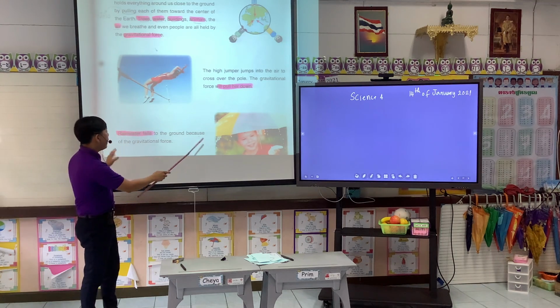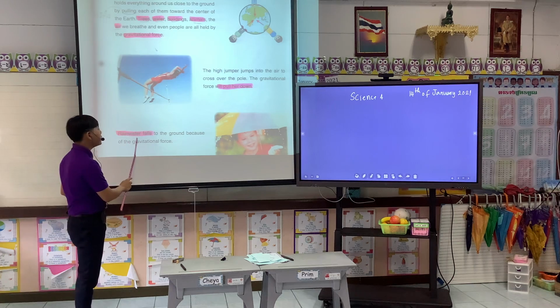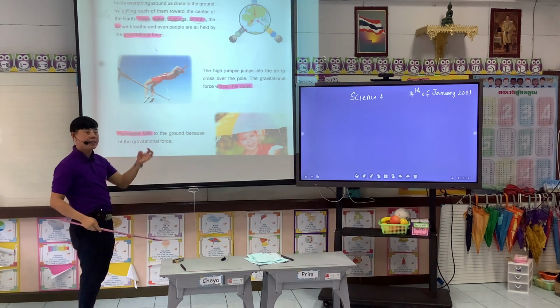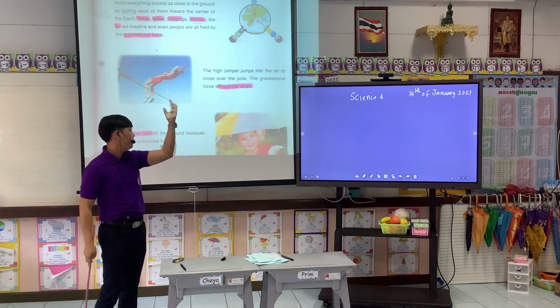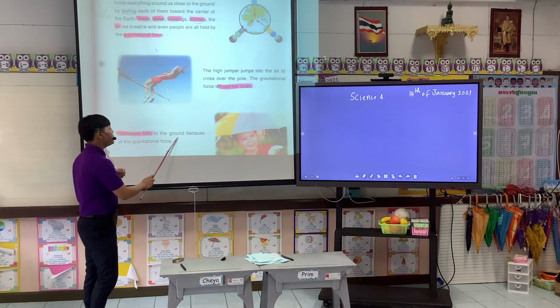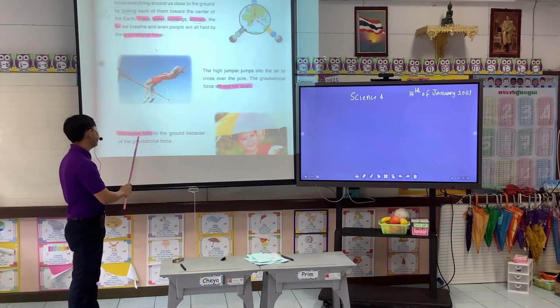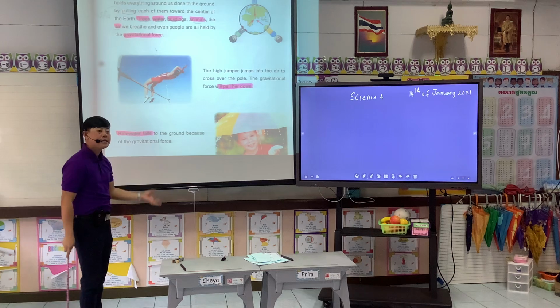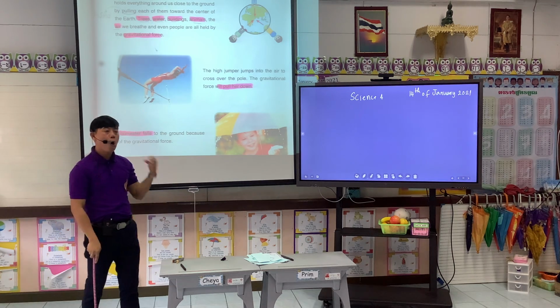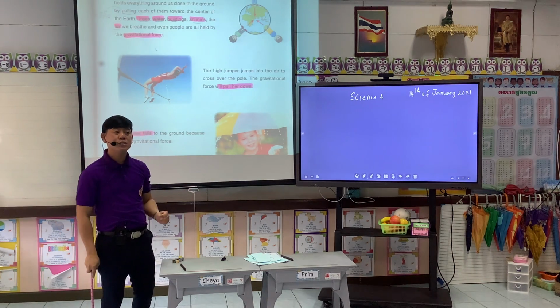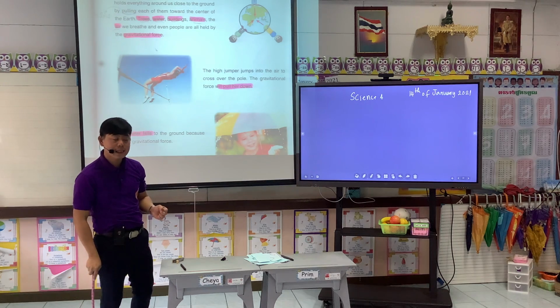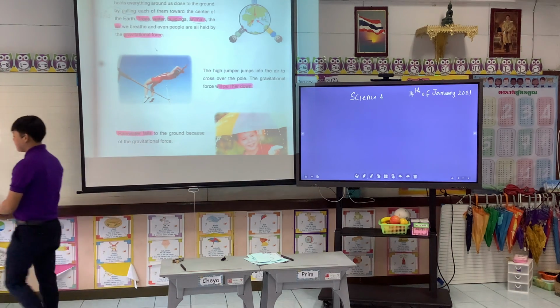So how about this? The rain water falls to the ground because of the gravitational force. It means everything is held back by the gravitational force. Do you understand? Okay, next.